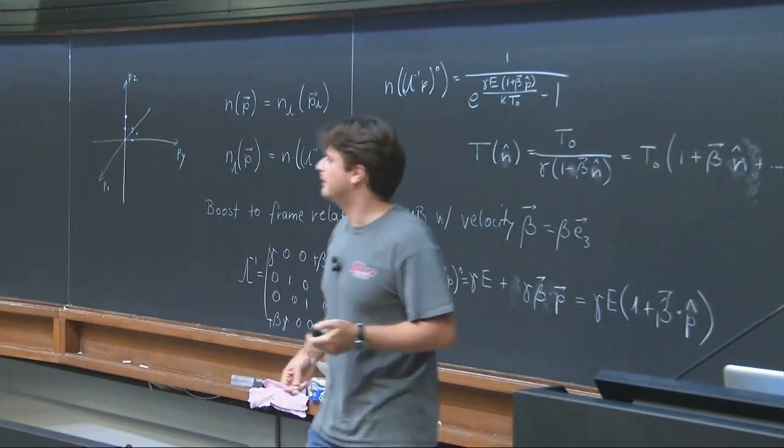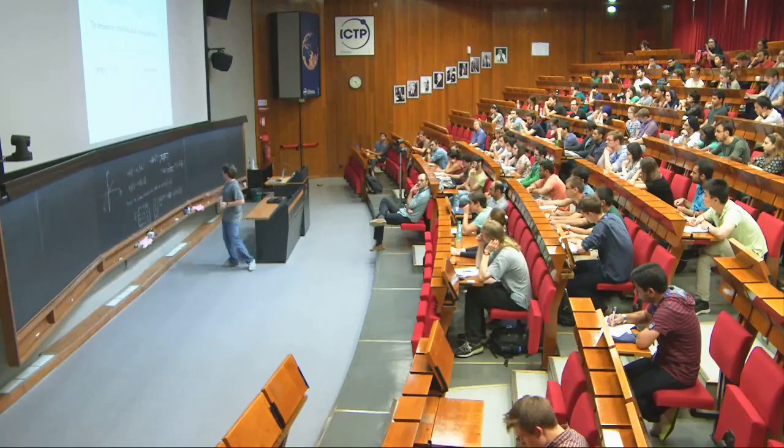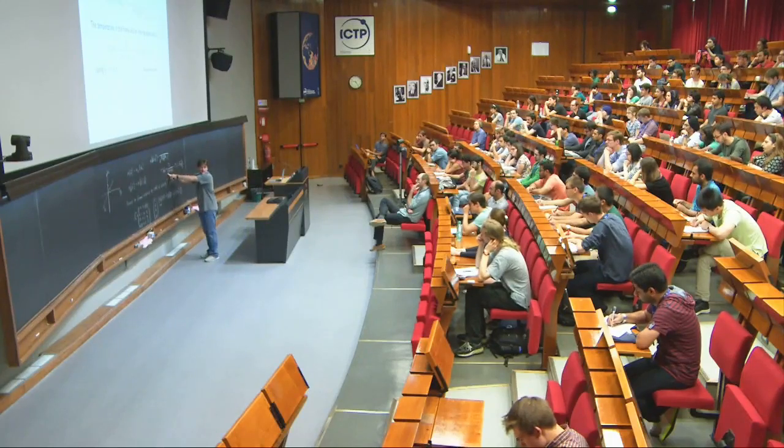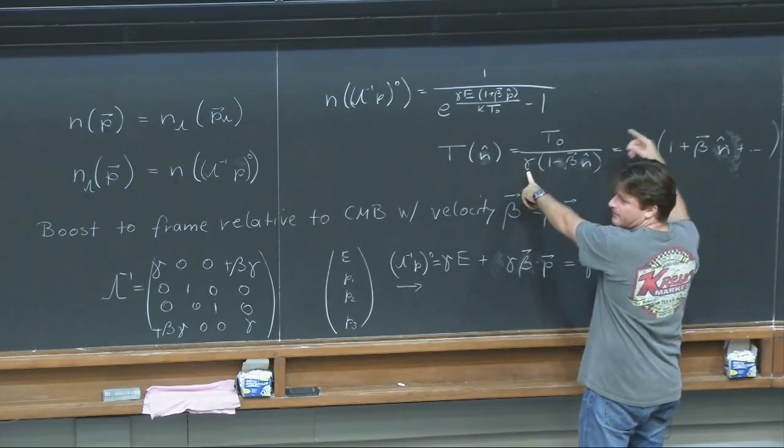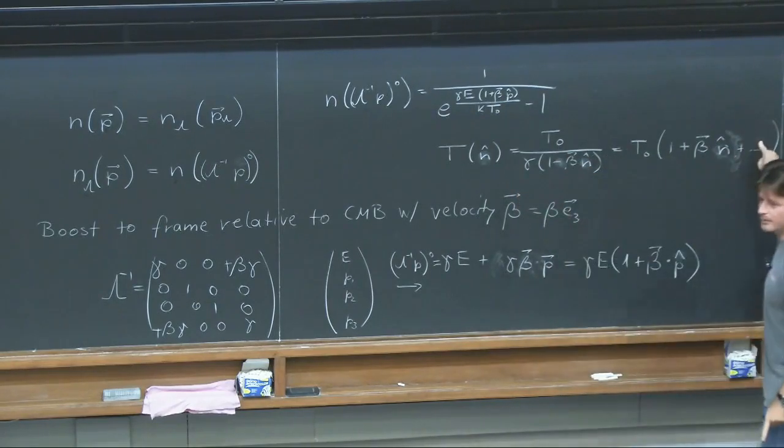Yeah? Oh, I'm just expanding in small beta. So gamma is 1 over the square root of 1 minus beta squared. So the higher order terms are in principle there, but they appear at order beta squared, so these are the terms I'm dropping. Okay, so this is the basic idea behind the kinematic dipole. This was pointed out a long time ago, from 1968. It's a very clear prediction.